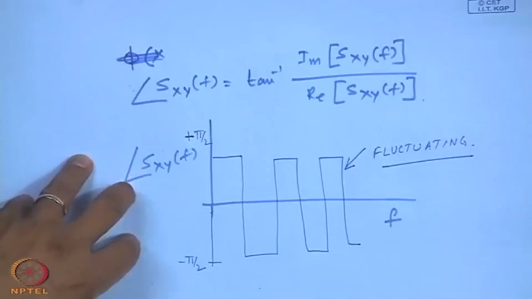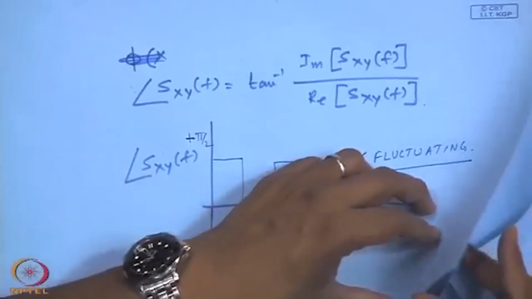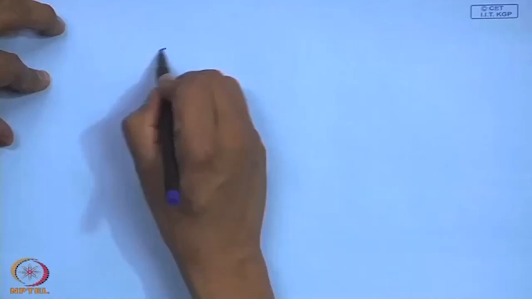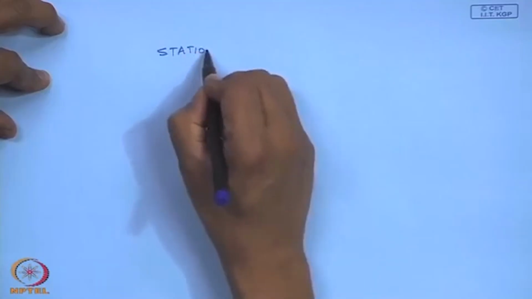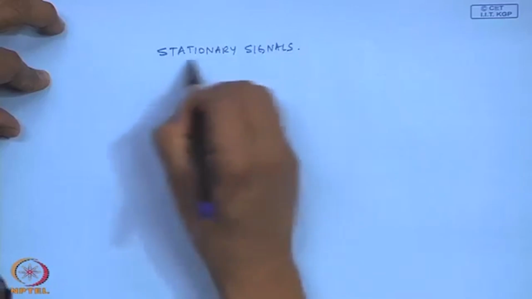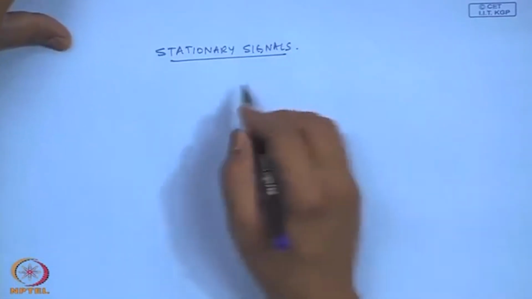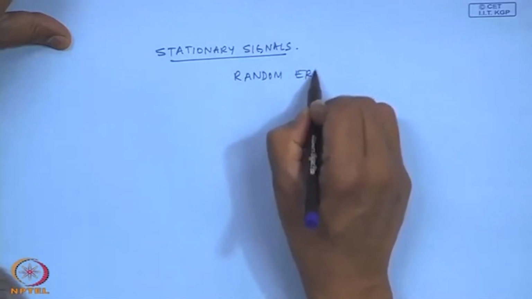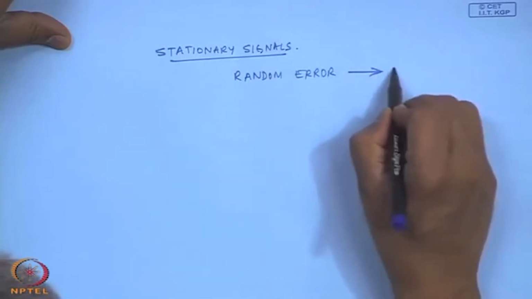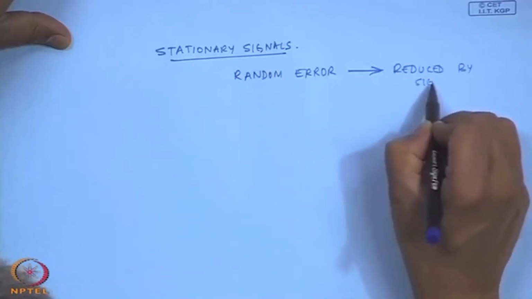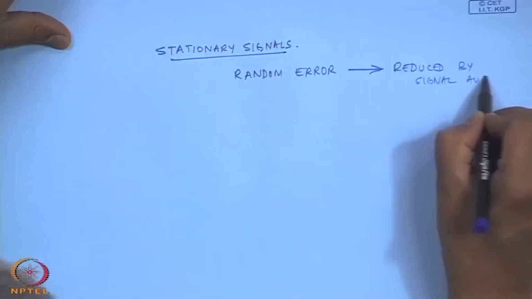And usually for stationary signals, in signal processing, the random error in measurements is actually reduced by signal averaging.